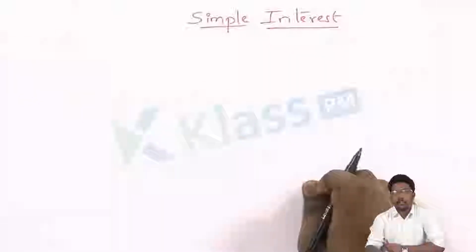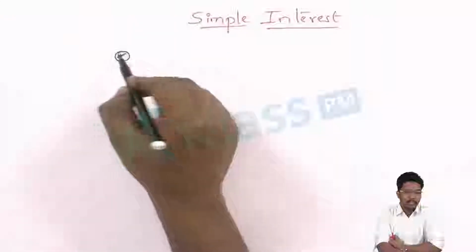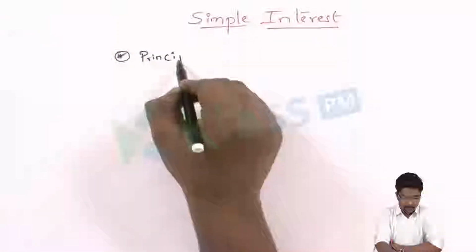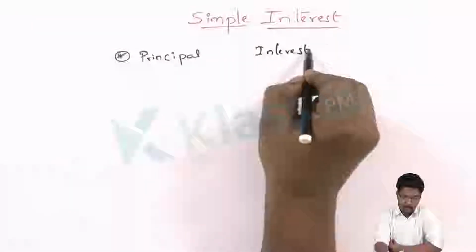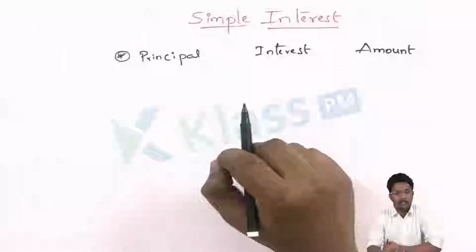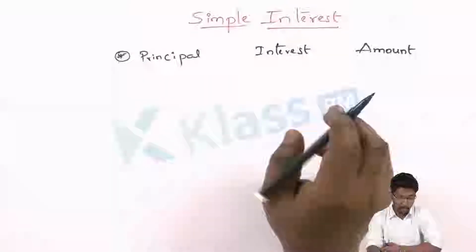It is another important and major topic for all the competitive examinations. In simple interest, we have three components or main terminologies: principal, interest, and amount. These three are the major data available to solve the problem.